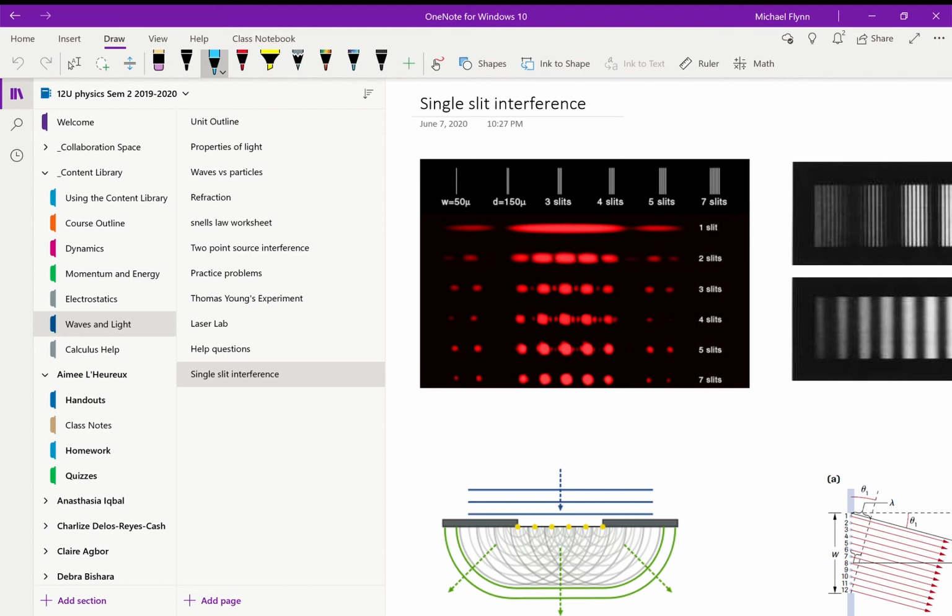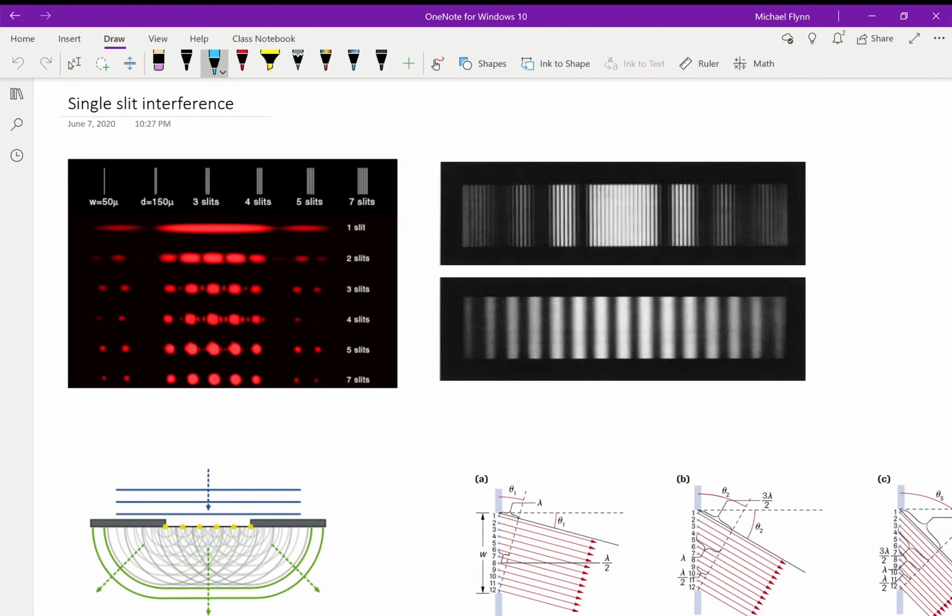Well, here's the deal. You do have two sources. In fact, you have more than two. Because according to Christian Huygens, we have something called Huygens' Principle: every point on a wavefront is a point source, which means dotted along every wave are several point sources, and they can interfere with each other in a single slit, and I'll show you that in a moment.